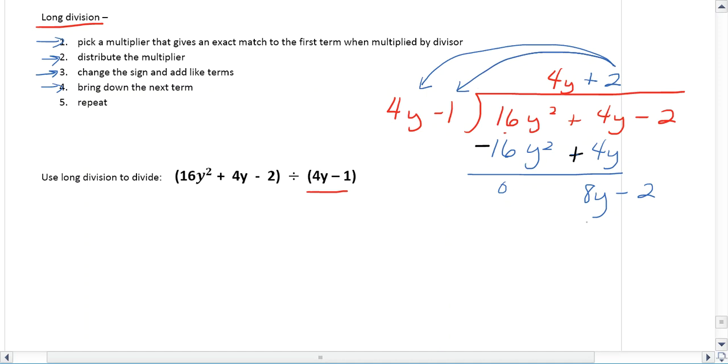2 times 4y is 8y. Again, has to be a perfect match. 2 times negative 1 is negative 2. So now let's do this step where we change the signs and add. So change that positive to a negative, change that negative to a positive, and then we add straight down. Oh, and this time the remainder is 0. So the answer when we divide here is just 4y plus 2.